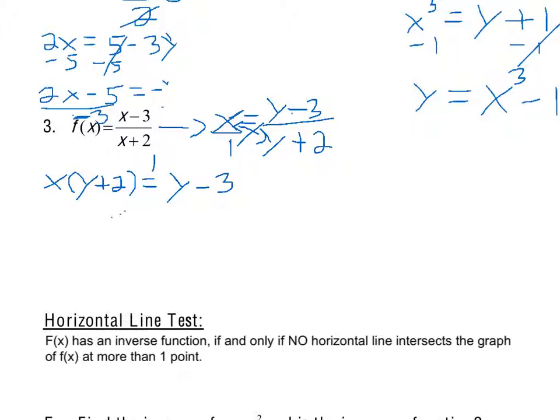Okay, then on the left side, I'm going to distribute the x. So when I do that, it's xy. Then I have x times 2, which is plus 2x. Then this equals y minus 3.